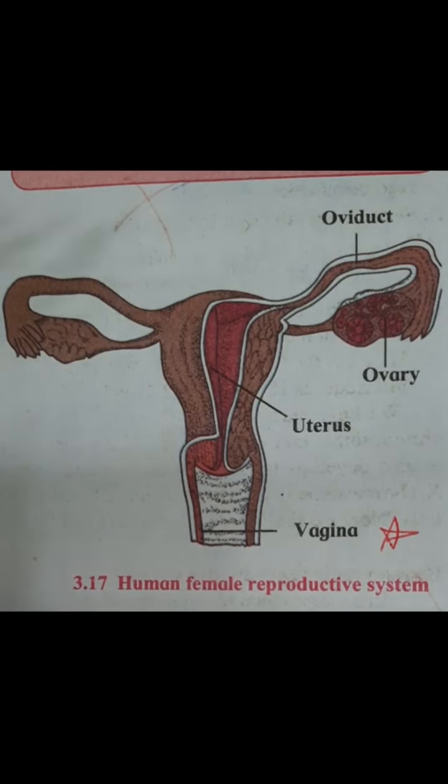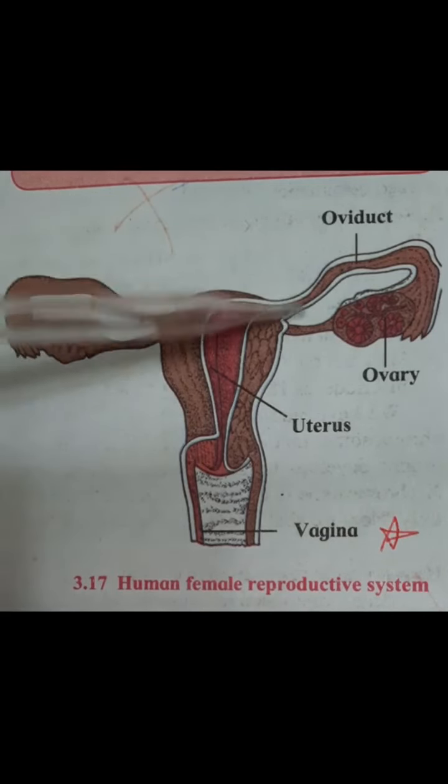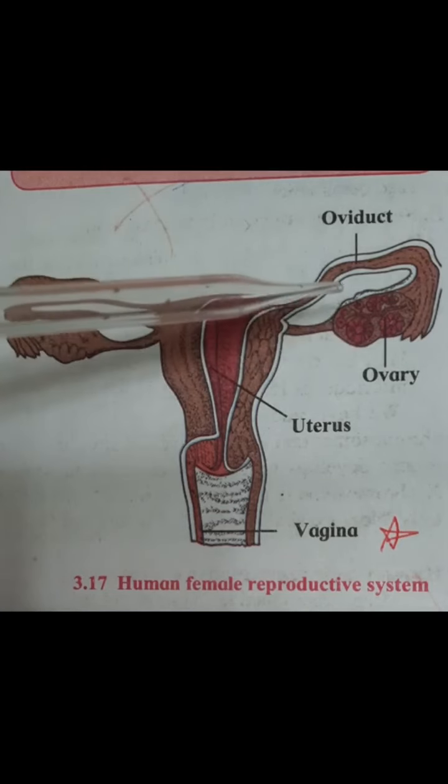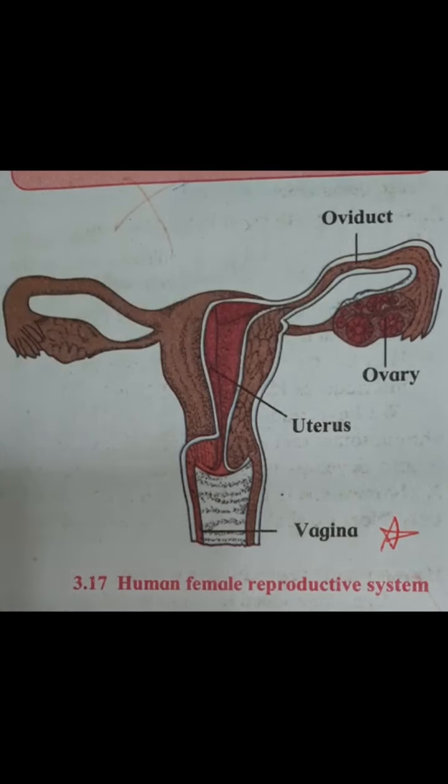Now here is the diagram of the female reproductive system, and we are going to study the 4 important organs of the female reproductive system, and we have to write the functions of the same in your journal. The table is given in the journal. So the very first part of the female reproductive system is the ovary. The function of the ovary is to produce the ovum or the oocyte.